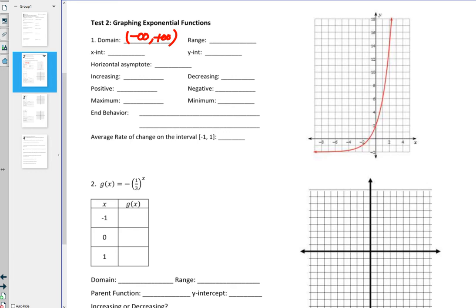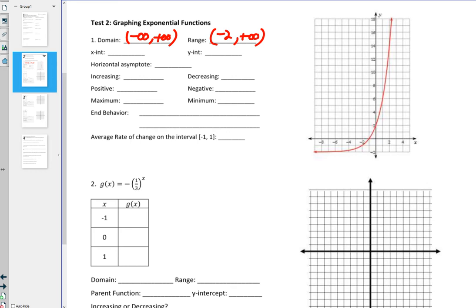The range of an exponential function depends on the asymptote. Is the asymptote here below the exponential function or above it? Below. The asymptote is below. The function is above. The asymptote is below. So we're gonna start at the asymptote, which here is at -2, and this is gonna go to positive infinity.